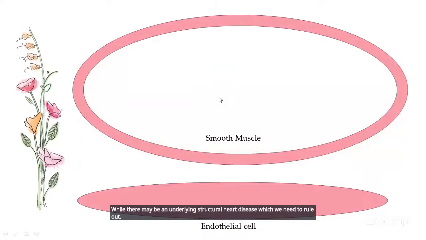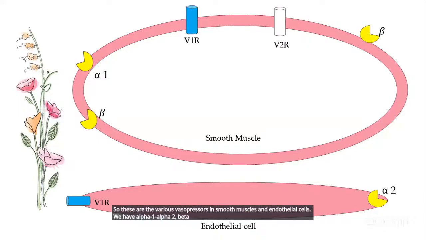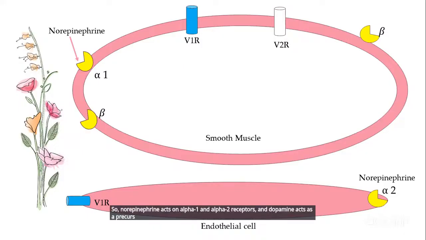So these are the various vasopressors acting in smooth muscles and endothelial cells. We have alpha-1, alpha-2, beta-1, beta-2, and the vasopressin receptors. Norepinephrine acts on alpha-1 and alpha-2 receptors, and dopamine acts as a precursor for this. Dopamine acts through dopamine receptors and also by getting converted into norepinephrine.